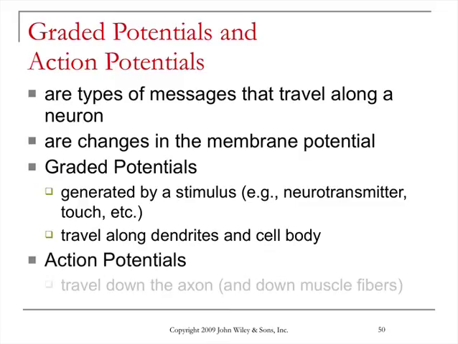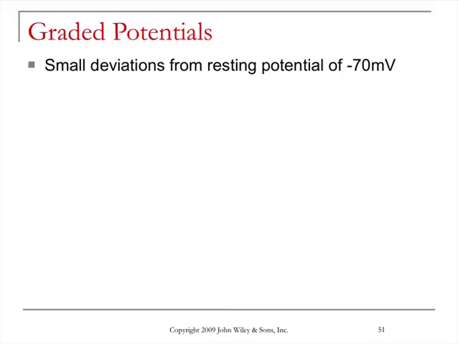Action potentials, on the other hand, are messages that travel down the axon. You also remember that when we talked about muscle tissue, that action potentials also travel along the sarcolemma of muscle fibers. This is that electrical message that travels along the surface of that muscle fiber and will eventually result in the contraction of the muscle fiber. In this section, we're going to take a look at graded potentials, and in a later video, we'll look at action potentials. Graded potentials are small deviations from that resting membrane potential of negative 70 millivolts.